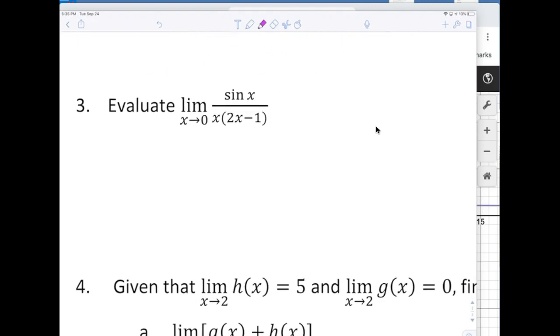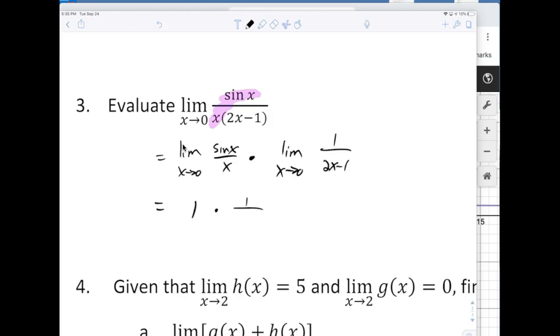Number 3, what I'm seeing here is sine x over x. So I'm going to split this up as the limit as x approaches 0 of sine x over x times the limit as x approaches 0 of 1 over 2x minus 1. And the limit on the left is one of the forms that we should know. This limit is 1, and the second limit can be done with direct substitution, giving us 1 times negative 1, which is negative 1.